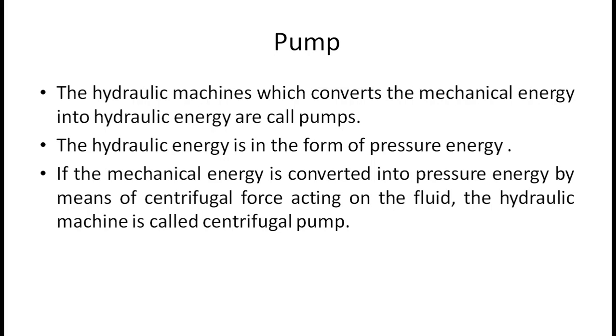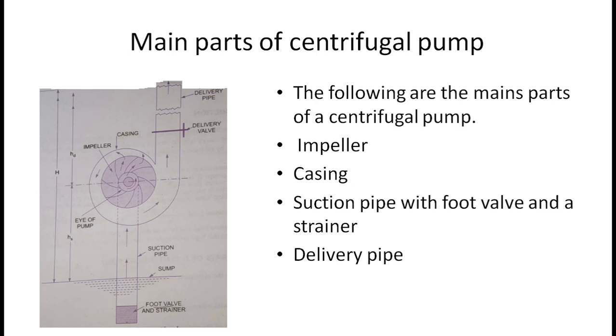Pump: the hydraulic machine which converts mechanical energy into hydraulic energy is called a pump. The hydraulic energy is in the form of pressure energy. If mechanical energy is converted into pressure energy by means of centrifugal force acting on a fluid, the hydraulic machine is called a centrifugal pump. Main parts of a centrifugal pump: the following are the main parts: impeller, casing, suction pipe with footwall, strainer, and delivery pipe.